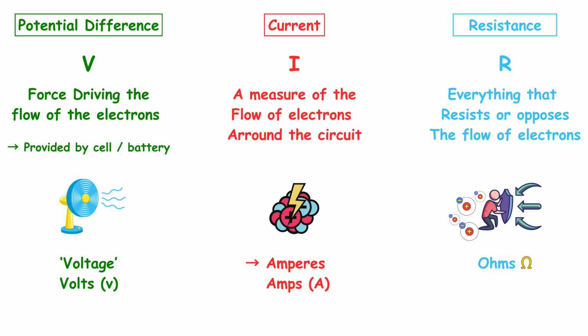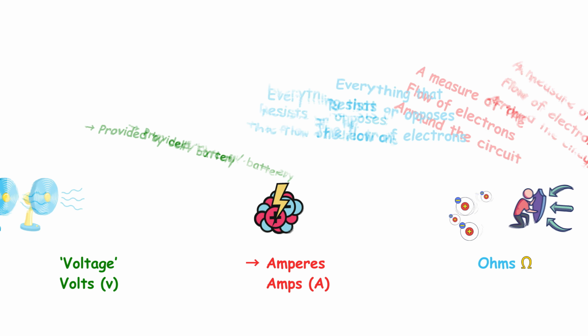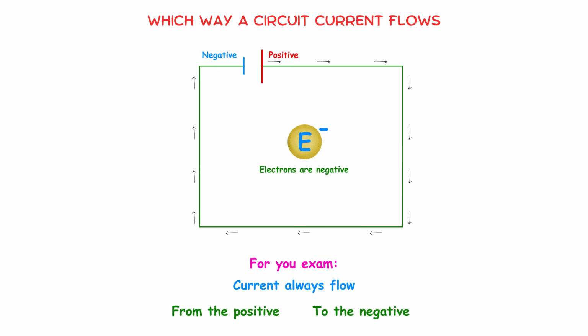Finally, resistance, R, is exactly what the name suggests. It's everything that resists or opposes the flow of electrons, similar to a partial blockage in our pipe example, and it's measured in ohms. The last thing we need to cover is which way around the circuit current flows.